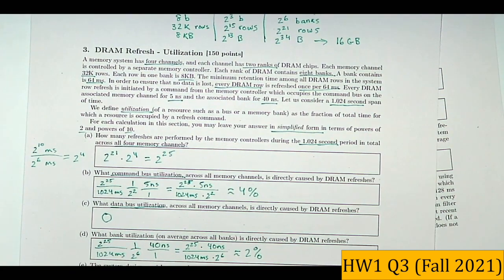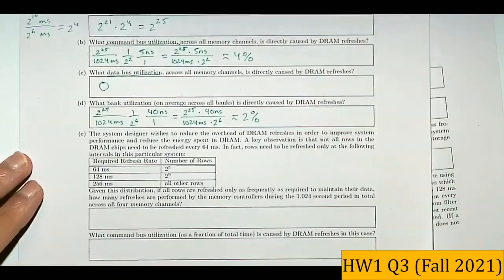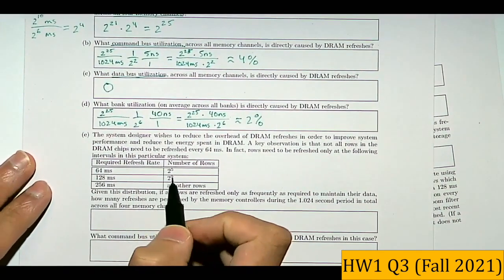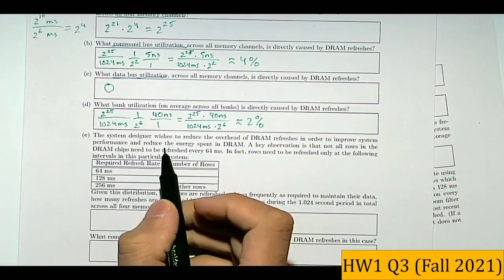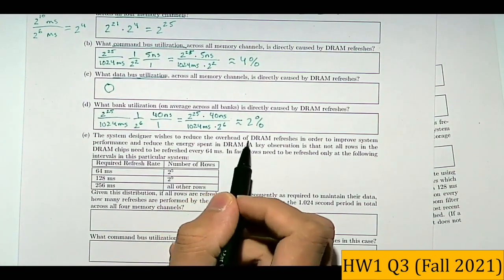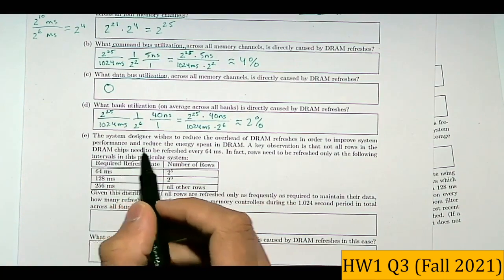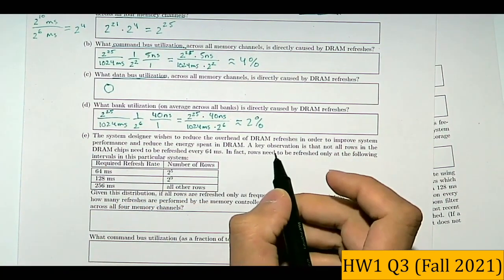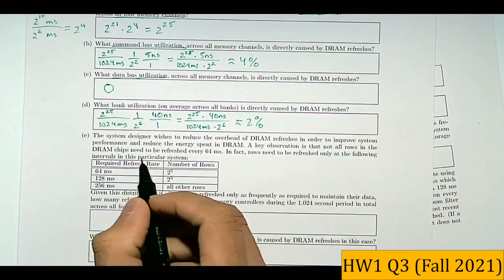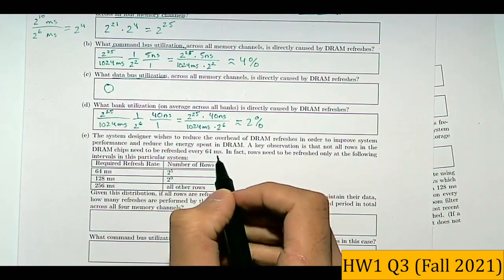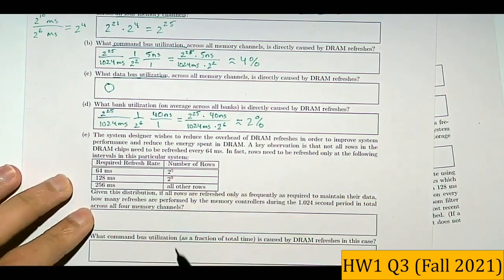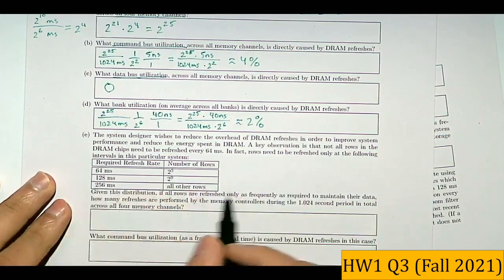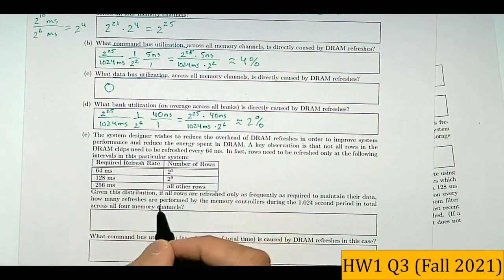Okay, so the next part of the question asks us to optimize this a little bit. So there's more text here. The system designer wants to reduce the overhead in order to improve system performance and reduce energy. What we observe is that not all rows in the DRAM chip need to be refreshed every 64 milliseconds. In fact, we only need to refresh some rows at lower values, which are indicated in this table. And so this table provides us with what we need.